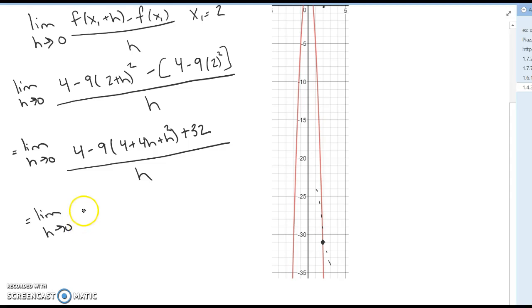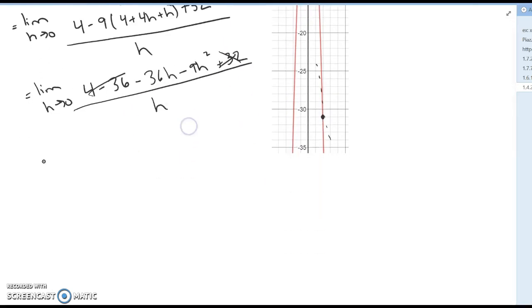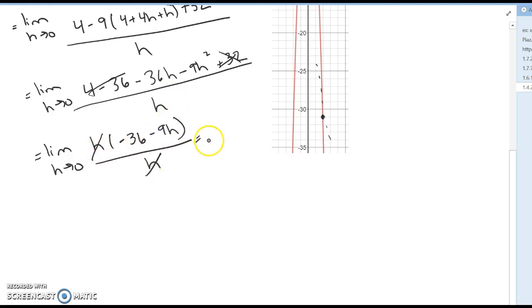what are we doing? So we have 4 minus 36 minus 36h minus 9h squared plus 32. So 4 minus 36 would be minus 32, plus 32, over h. And if I factor an h in the numerator, I get the limit as h goes to 0 of minus 36 minus 9h over h. The h's cancel, and if I let h go to 0, I get minus 36. This tells me the slope at this point.